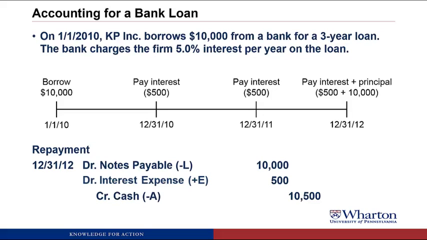Now, you could have also split this into two journal entries: debit interest expense $500, credit cash $500, and then debit notes payable $10,000, credit cash $10,000. Either one is okay, just as long as your debits equal your credits.